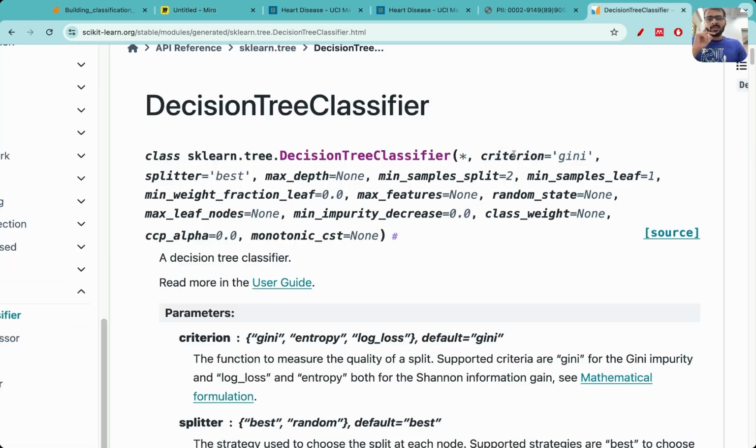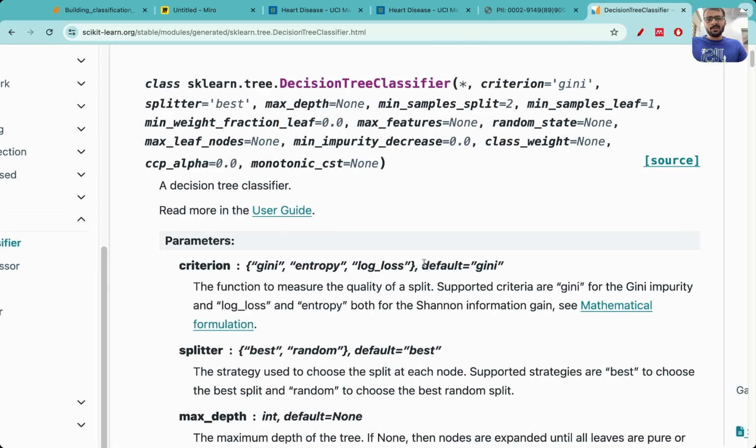So here you see the criteria. By default, it's chosen as Gini by the DecisionTreeClassifier. You can also give it entropy, so you can give entropy as the criteria, or you can give log loss as the criteria. Some other things in this function are max depth, then minimum samples in the leaf.